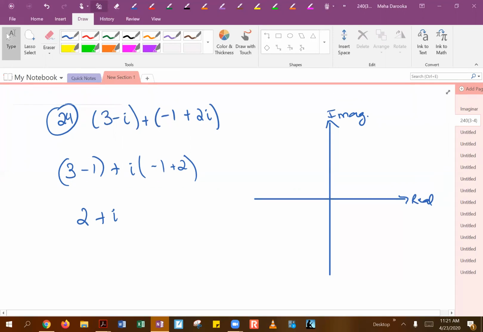Now, if you had to draw these as vectors, what would we go ahead and do? We draw from the origin, so 3 -I would be just 3 and -1. Very good. And then -1 plus 2I would just be -1 and 2. Yes, if this is the first vector. And then this guy is -1 and 2.